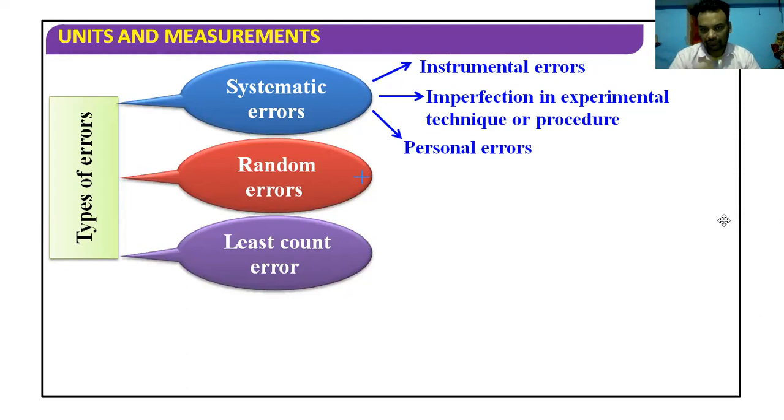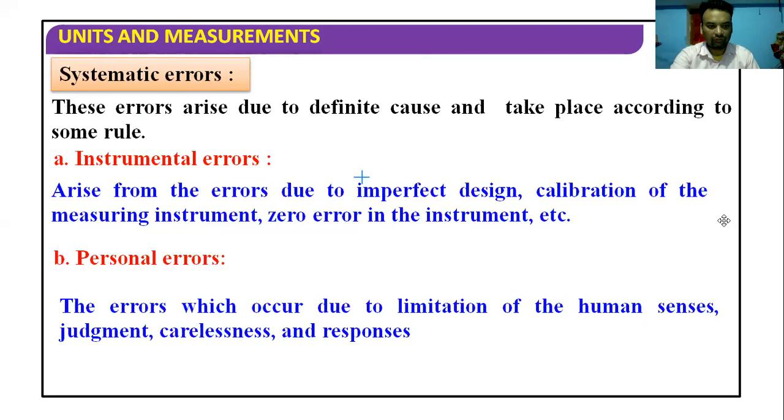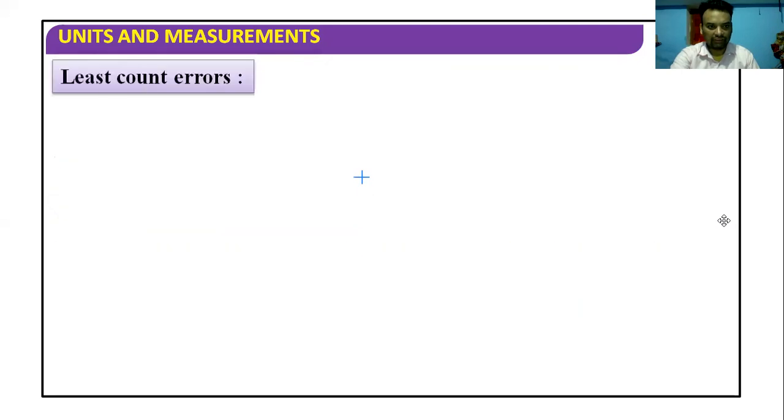Personal error means if the observer or the experimental person is not seriously doing the experiment, then due to non-seriousness the error may be there. If we are not focusing on the apparatus properly, we are not serious in our experiment, we are moving here and there in our lab, then the chances of personal error may be there. So that is called personal error. So all these, instrumental error, imperfection in the experimental technique or procedure, and personal error, are part of systematic error.